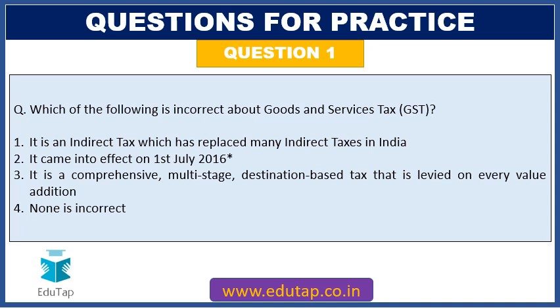It is an indirect tax which has replaced many indirect taxes in India. It came into effect on 1st July 2016. It is a comprehensive multi-stage destination based tax that is levied on every value addition, or none is incorrect. So friends, we have learnt about goods and services tax or GST, and we have learnt that the first statement is correct, that it is an indirect tax, but the second statement is incorrect because GST came into effect from 1st of July 2017. So our answer to this question is going to be option number 2.